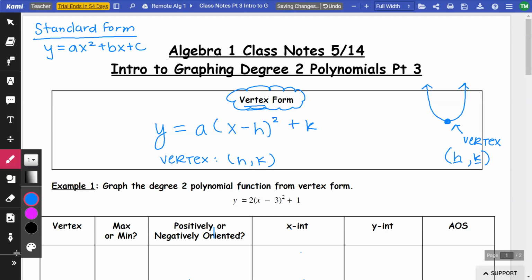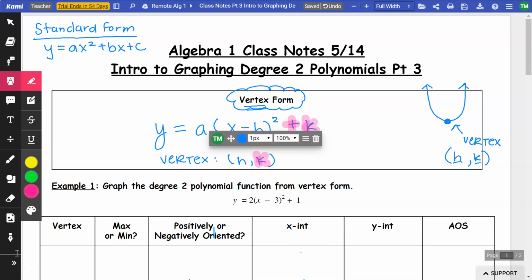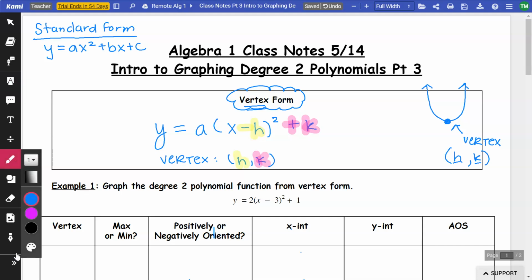Now, one thing I need you to pay attention to is that the sign in front of the k is positive, and in the point, k is also positive. But the sign in front of the h in the equation is negative, but in the point, it's positive. So the sign of h is always going to be the opposite when it's in the point and when it's in the equation, but the sign of k is always going to stay the same.